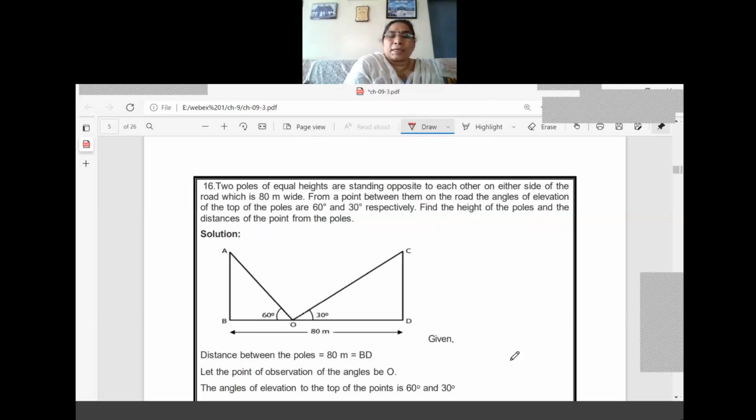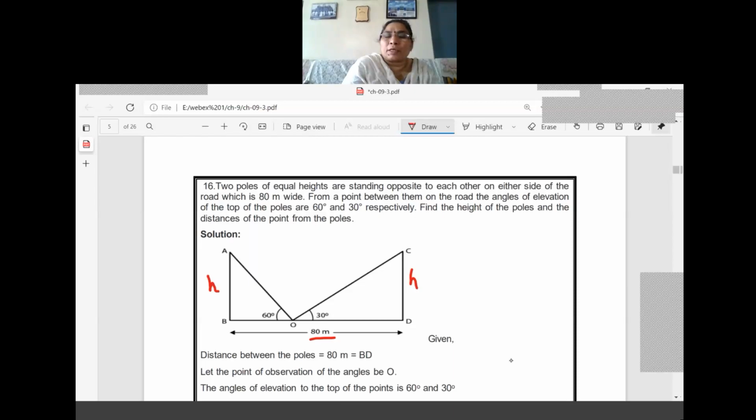So when you are saying that the height of AB is H, it means CD is also H, right? If it is taken as capital H, then CD is also capital H. What is the distance between them? The distance between them is 80 meters.